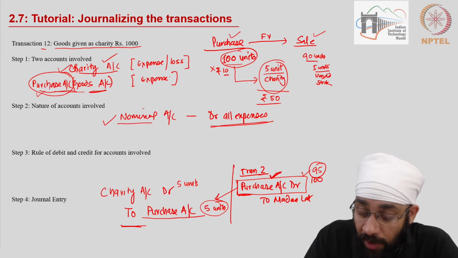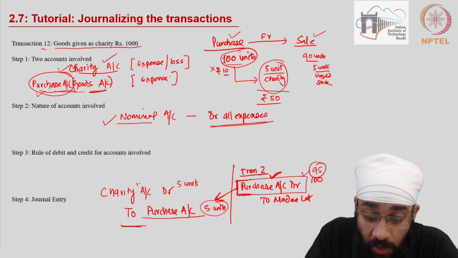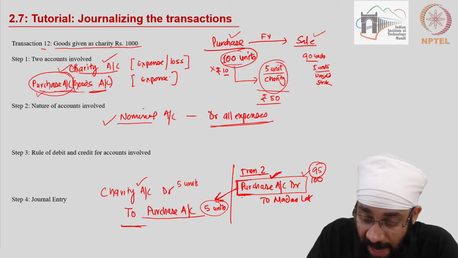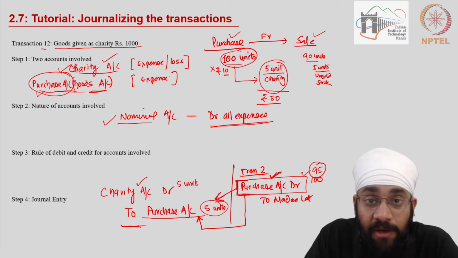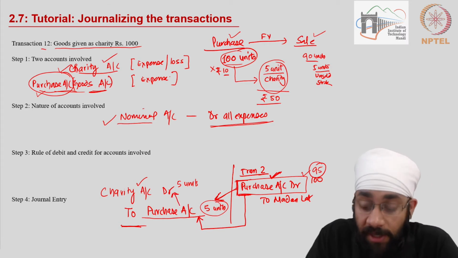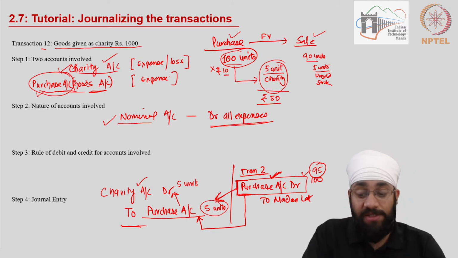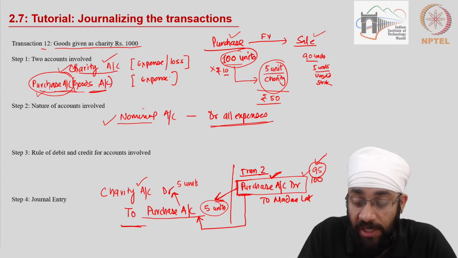charity. So what we are doing here is we are converting 5 units from the purchase account to a new account called charity. Think of this as a channel, a pipeline. So from purchase account you brought 5 units here and then you converted them into charity, right? That is what is happening. So net effect is in the purchase account you'll only have 95 units, which is the correct way of showing it.